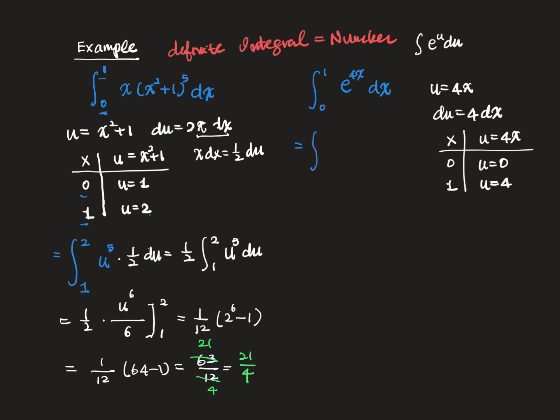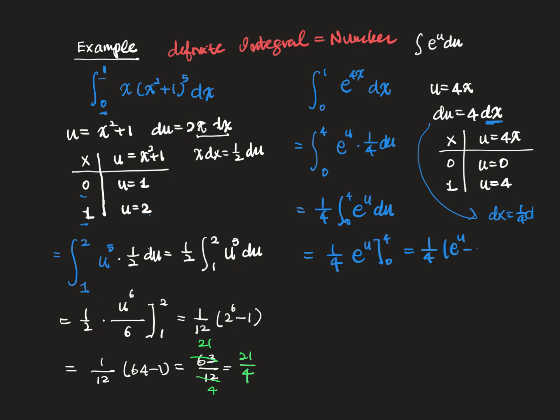This one is integral 0 to 4 e to the u. What is dx? dx gonna be 1 over 4 du. Okay. 1 over 4 integral 0 to 4 e to the u du. Then 1 over 4. What is the antiderivative of e to the u? e to the u, 0 to 4. You have 1 over 4 times e to the 4 minus e to the 0. What is e to the 0? This one is 1. So this is gonna be 1 over 4 times e to the 4 minus 1.